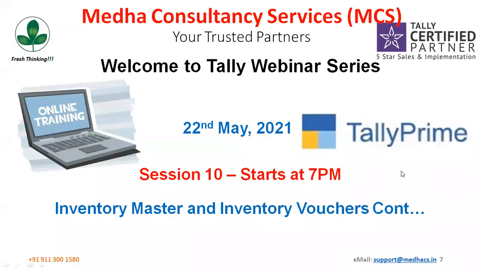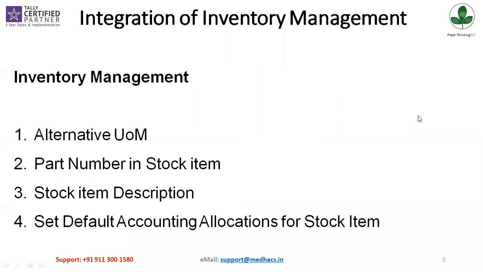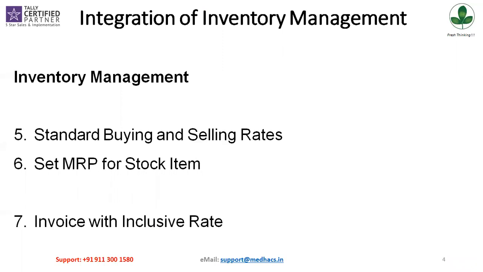Okay, so let us start today's session. So we are continuing the inventory masters and inventory vouchers of yesterday's topic. Let us dwell upon further topics in these points. Today we'll be discussing alternate unit of measures, part number in stock item description, and how to set default accounting allocations for stock item. Then how to set the standard buying and selling rates.